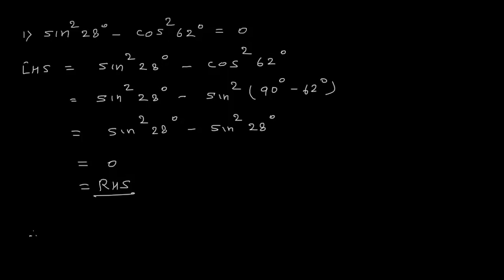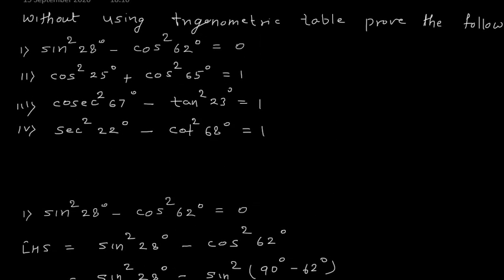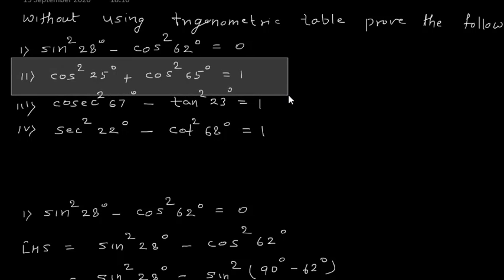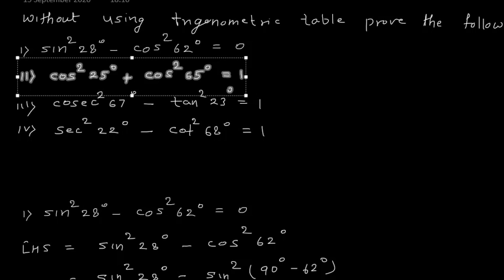Therefore finally you can say that sin square 28 degree minus cos square 62 degree is equal to 0. This is your first question. Now let us do the second question.